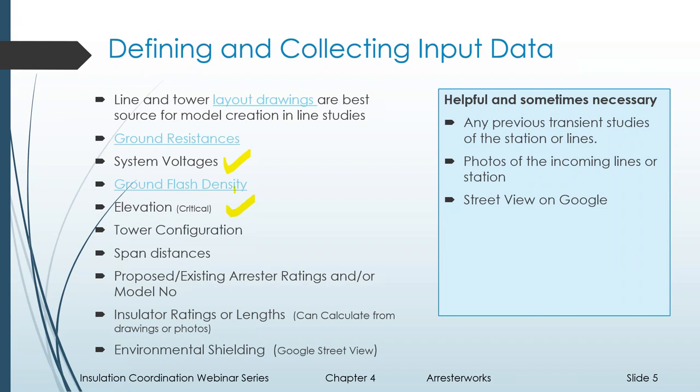And tower configuration, this sort of comes back to the number one, it sort of tells you what the one-liner is and what the configuration is. It's kind of all in one. It gives you a layout and the distances and all that. The other one is the span distance, which becomes important in calculating the backflash rate, not so much in the shield failure rate, but in the backflash rate. If arrestors are going to be involved, and they're not always, you should know what the existing arrestors are or what the proposed ratings are going to be.